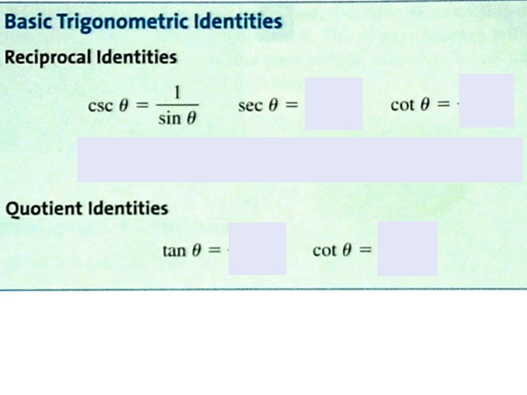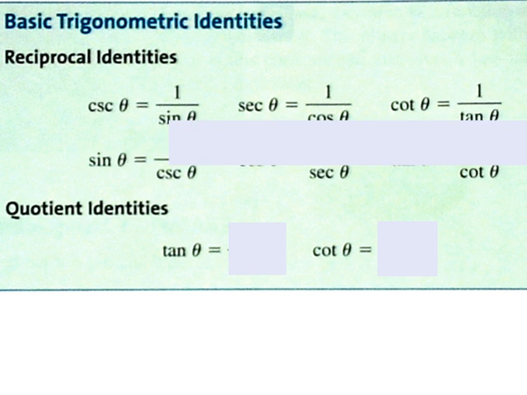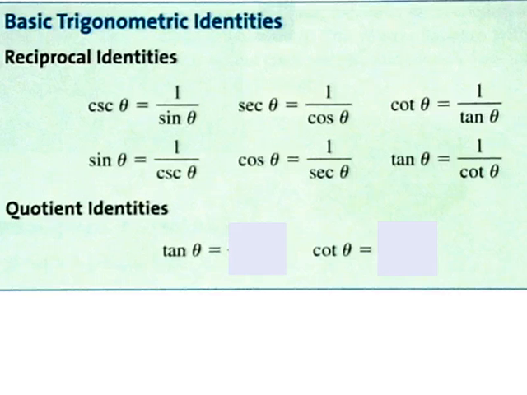You already know cosecant is the reciprocal of sine, secant is the reciprocal of cosine, cotangent is the reciprocal of tangent, and by extension, you should know that sine, cosine, and tangent are equal to 1 over cosecant, 1 over secant, 1 over cotangent, respectively.